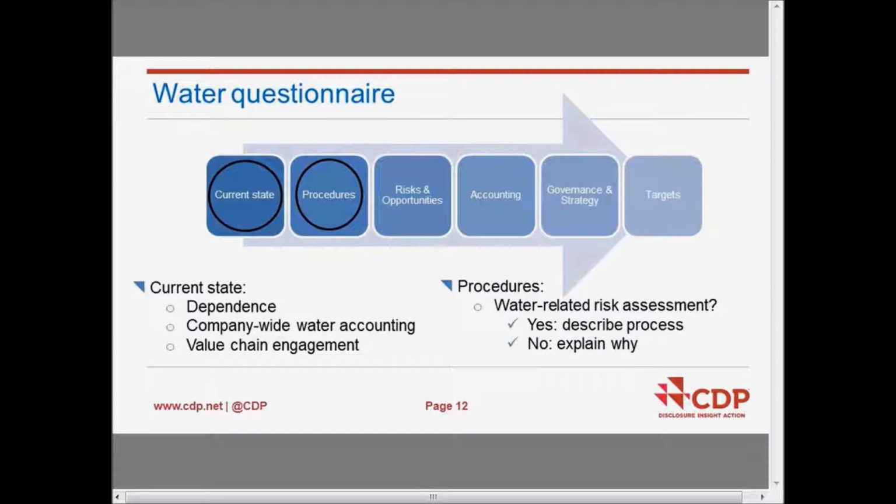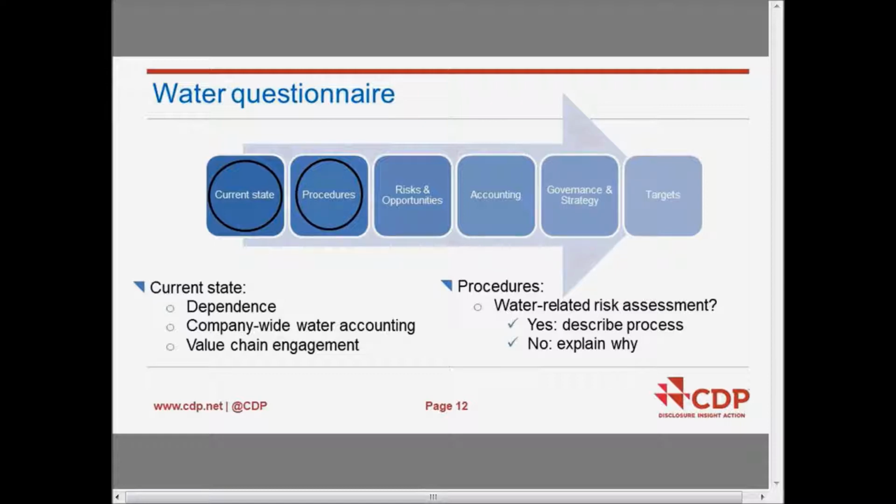One of the more critical modules in the water questionnaire is that on procedures, which asks for companies' information on your company's water-related risk assessment process. In this section, you disclose your procedures for assessing different aspects of water-related risk, including whether you have evaluated how water risks could affect the success of your organization's growth strategy, how often they are evaluated, and the methods used to assess these risks.